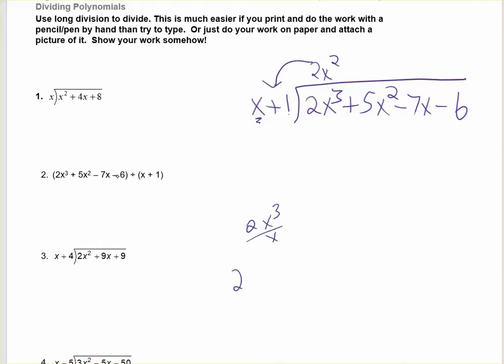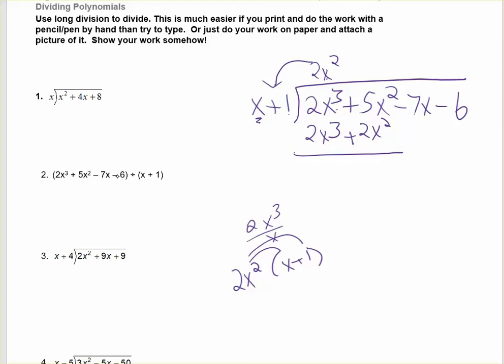So now I'm going to multiply 2x squared times x plus 1, and that's going to get written underneath. So 2x squared times x would be 2x to the third, and then 2x squared times 1 is 2x squared. So I divided the 2x to the third by x rather than by x plus 1, and I got 2x squared, and I wrote that on top, and then I multiplied back.